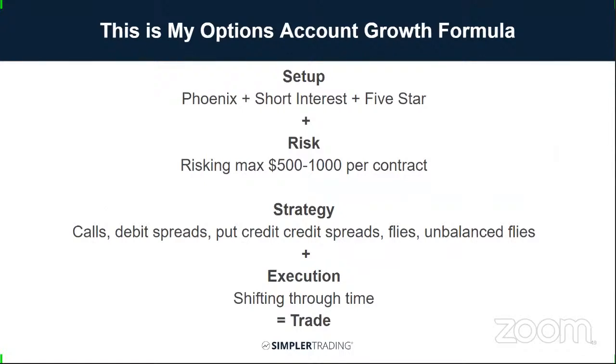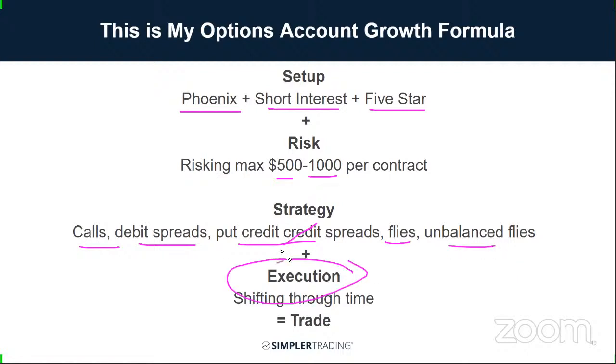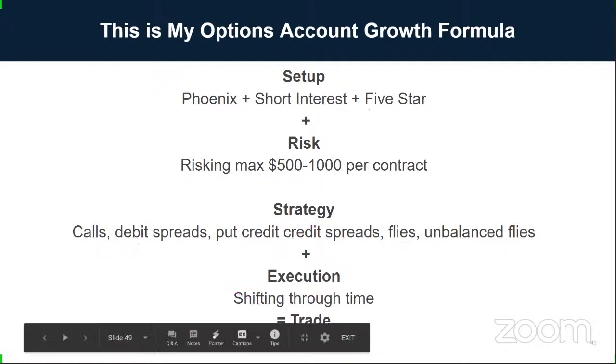So, for me, here is my options account growth formula, and yours is probably going to look different, which is totally fine. And that's why trading is amazing, because you can make it exactly as you see fit. So for me, I use a combination of relative strength, short squeezes, 5-star setups. Usually I risk 500 to $1,000 maximum. I use calls, debit spreads, put credit spreads, credit flies, and unbalanced flies. And then it's all about the execution.